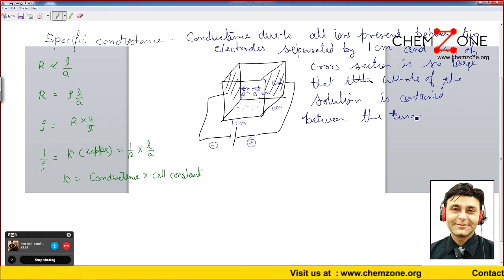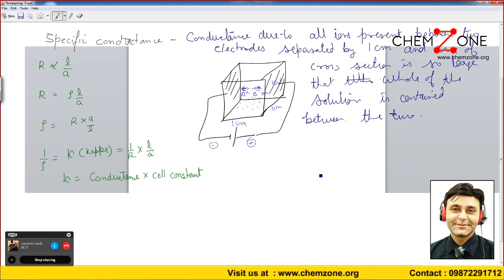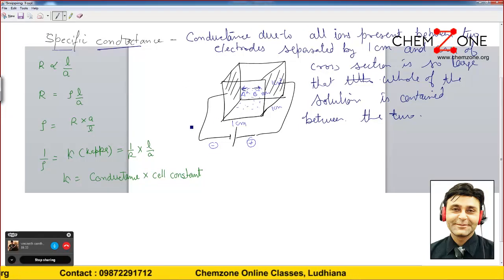Getting it? So you're saying the entire solution is between the two because of all the conductance. Yeah. Okay. So this is how we define the specific conductance, right?